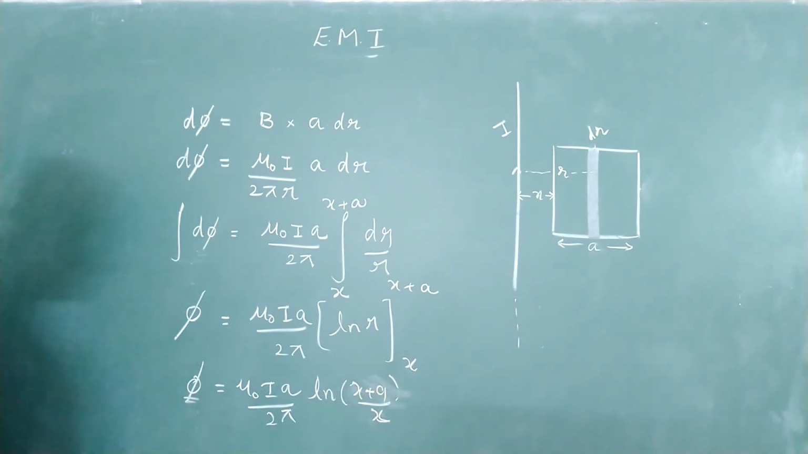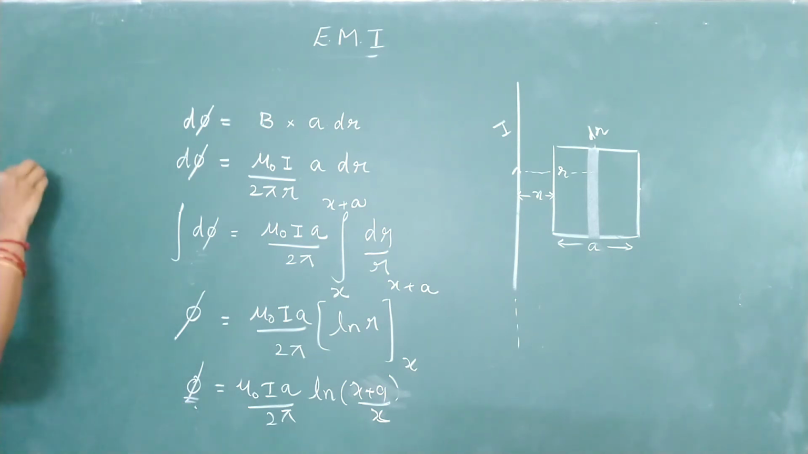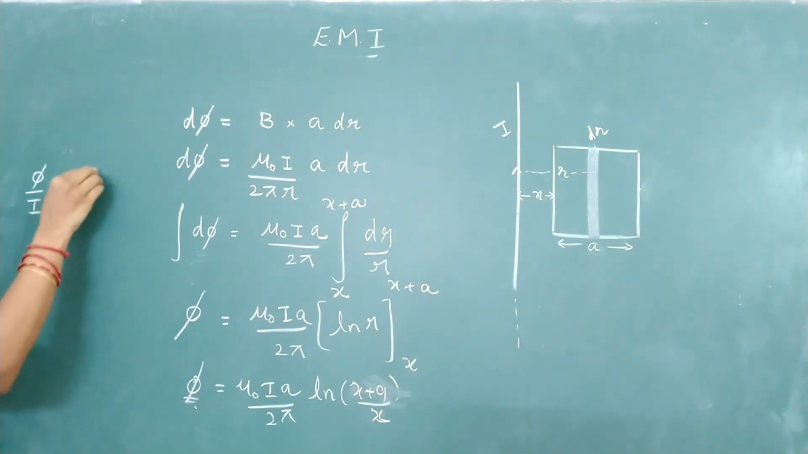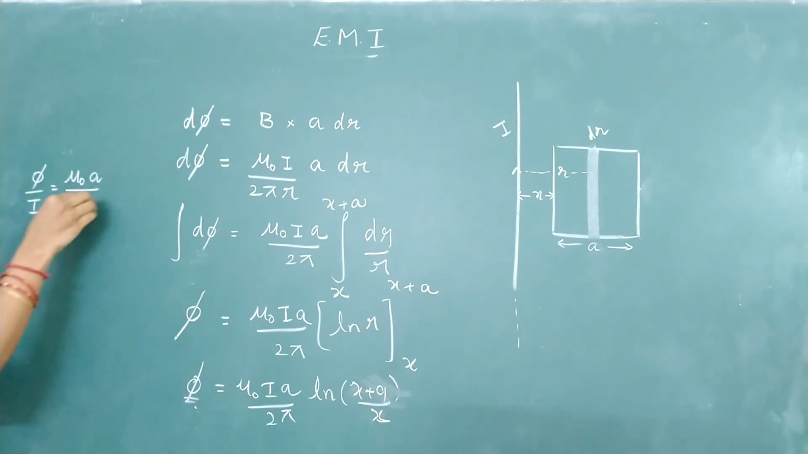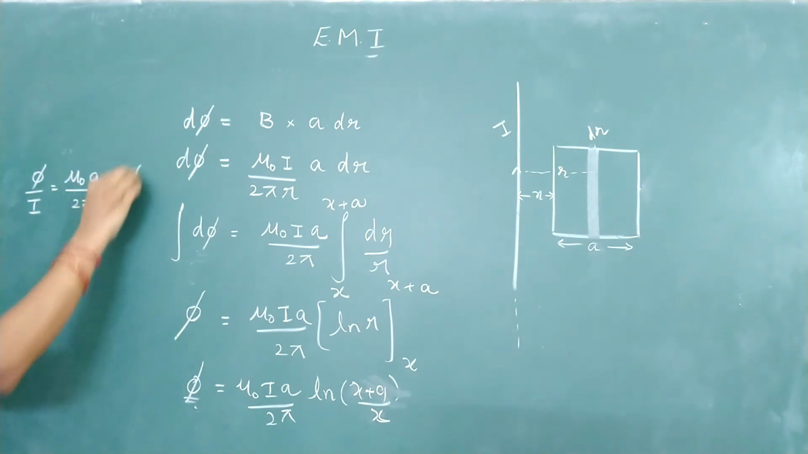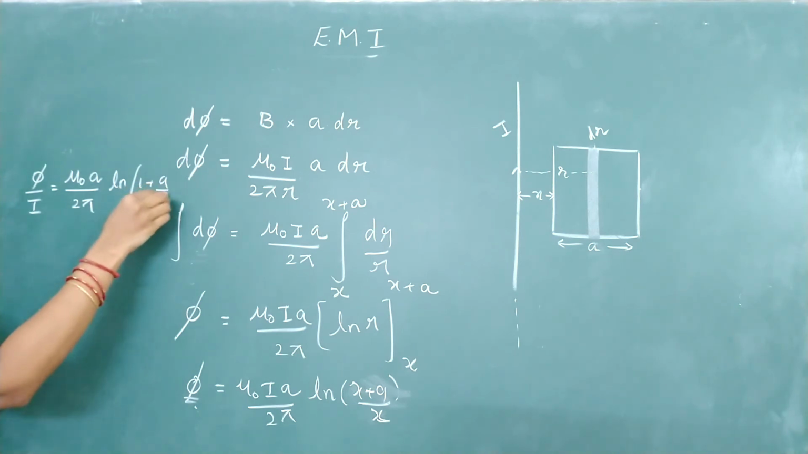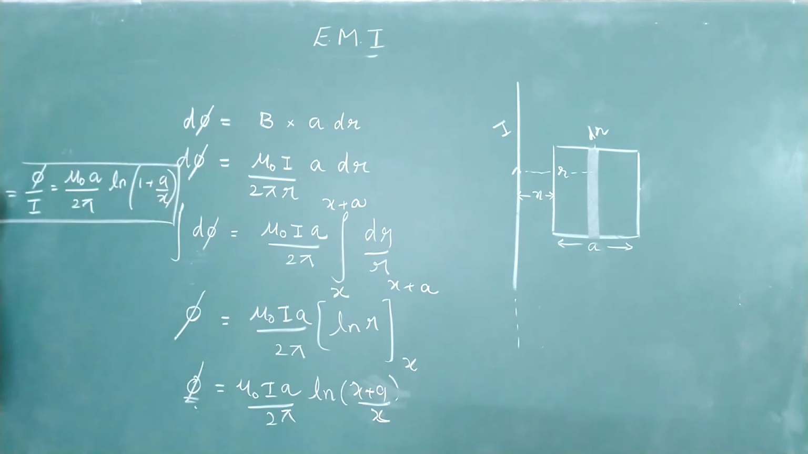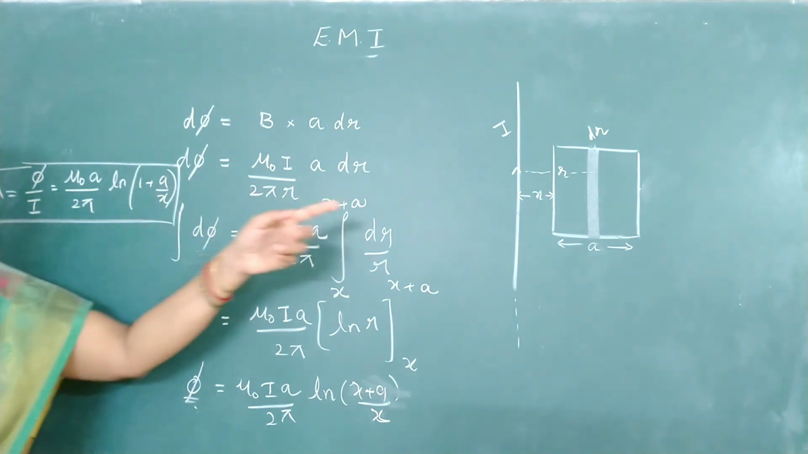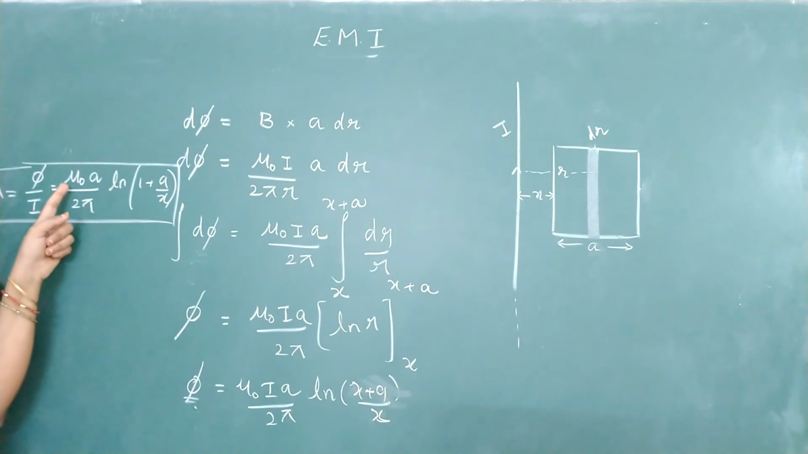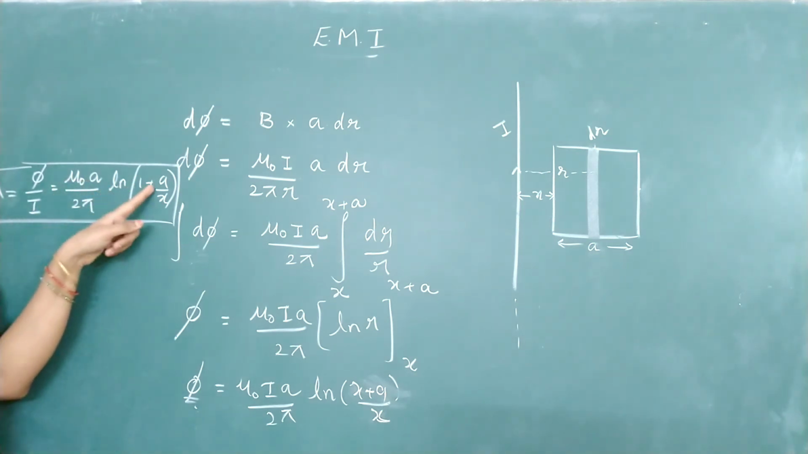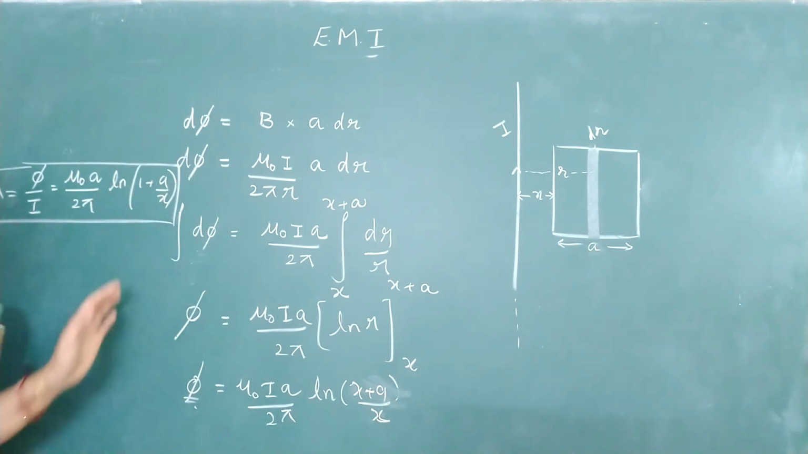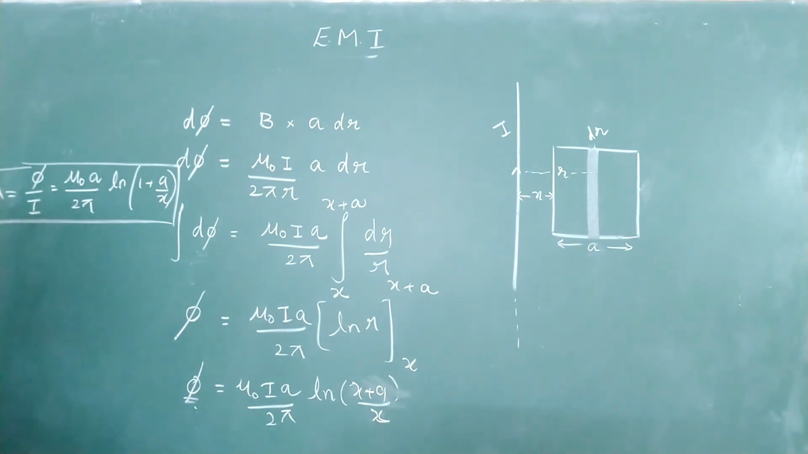So is this giving me the flux? Divide by the current. What is phi by I equal to? Mu naught A by 2 pi log of 1 plus A by x. So this is going to give me the mutual inductance. What is the mutual inductance of a long straight wire and a square loop? Mu naught A by 2 pi into log of 1 plus A by x. So this is how you can get the answer.